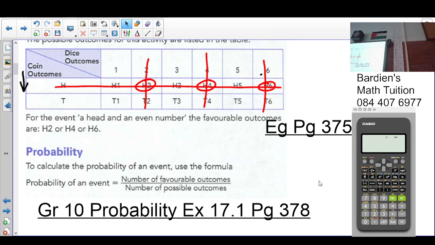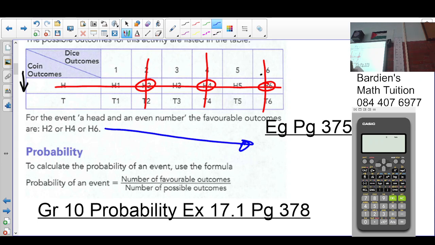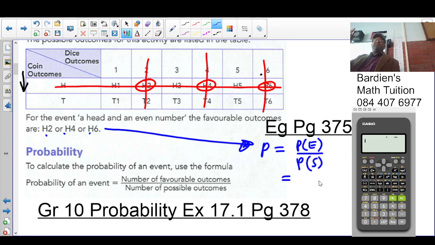Now remember last year when we worked out our probability, what did we say? To calculate the probability of an event, use the formula: the probability is equal to the number of favorable outcomes over the number of possible outcomes. So if we take this example to work out the probability of it being heads and an even number, how many outcomes are favorable here? 3. Can you see that? So it's 3 out of how many outcomes are there in total? 12.